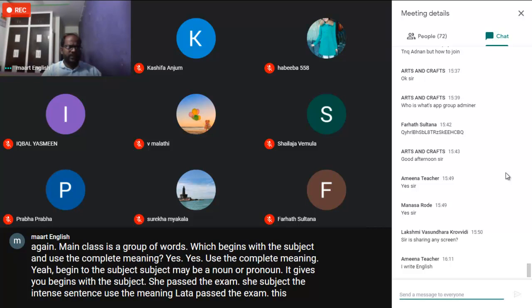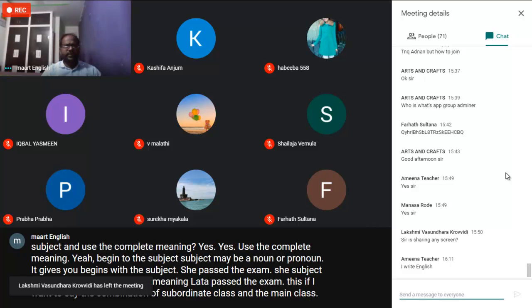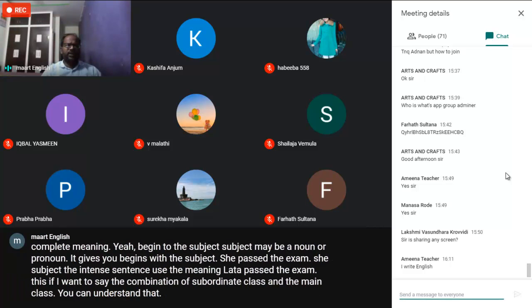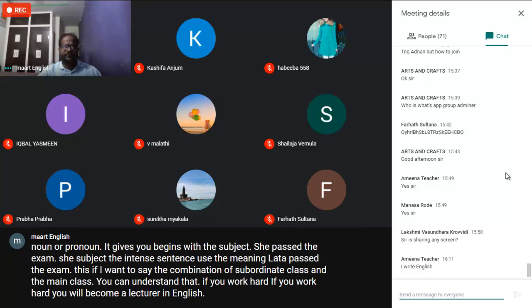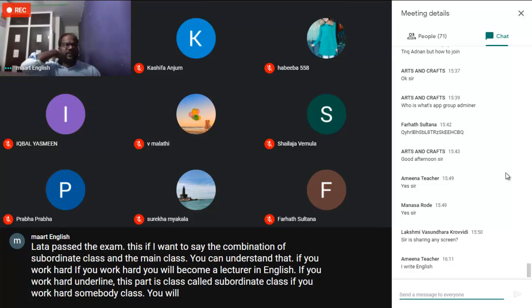Yes. If I want to say the combination of subordinate clause and the main clause, you can understand that: if you work hard, you will become a lecturer in English. If you work hard, underline, this part is a clause called subordinate clause. You will become an English lecturer is the main clause.